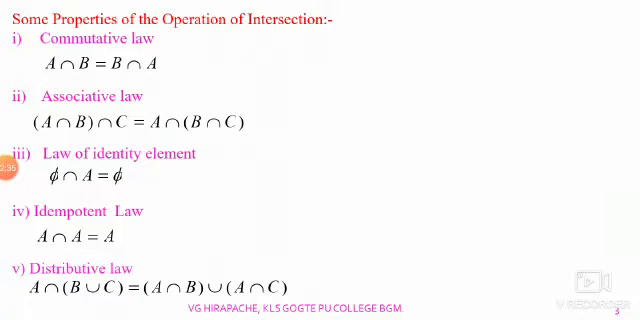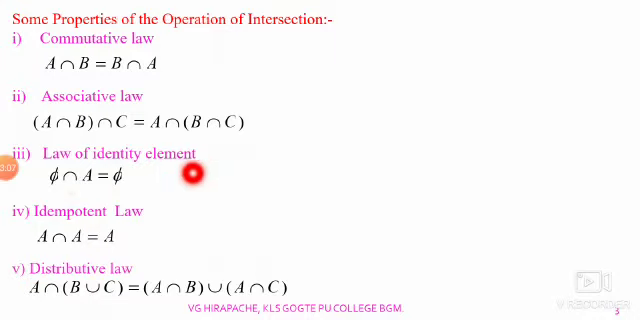Now next, important properties of intersections. Here also we have two non-empty sets A and B. A intersection B is always equal to B intersection A. Such law is called commutative law. And to define the associative law, one should know the three sets A, B and C. A intersection (B intersection C) is always equal to (A intersection B) intersection C.